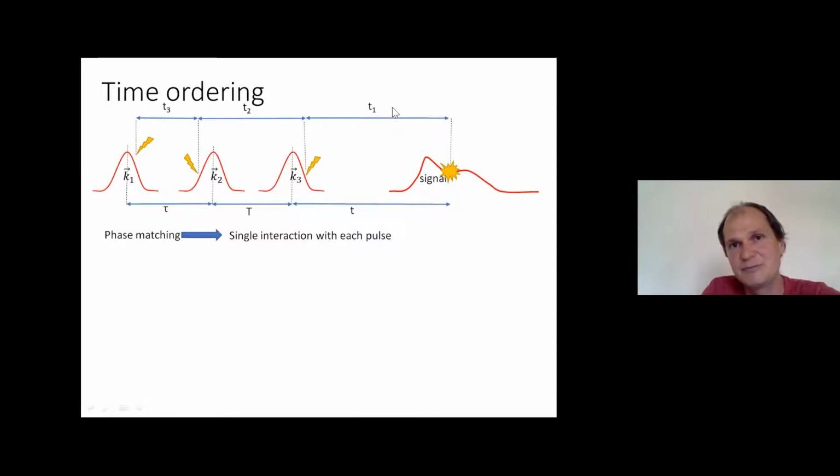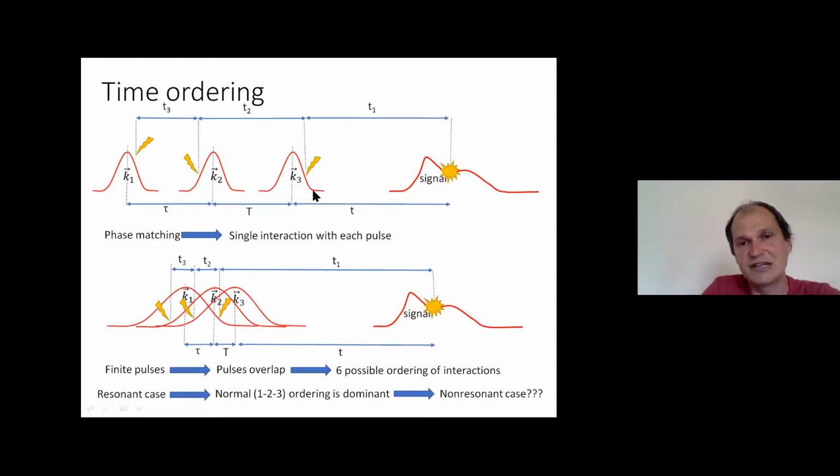The first interaction happens before some time t1, another before time t2, and another before time t3. So it can be somewhere within the Gaussian. And of course, we have to sum or integrate over all possible distributions of them. Luckily, due to phase matching, it's assured that we interact only a single time with each pulse. That's nice. But the situation can get a little more complicated when the pulses are overlapping.